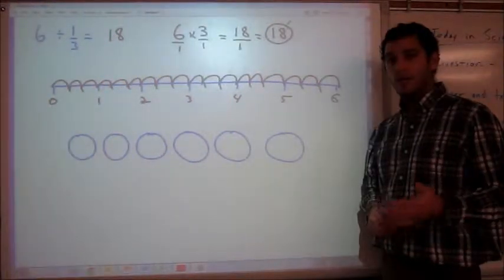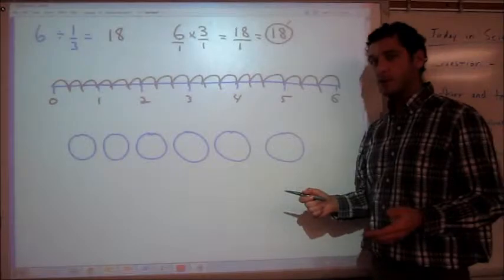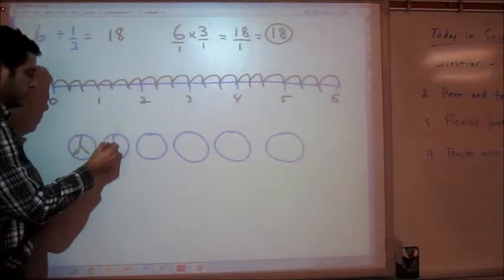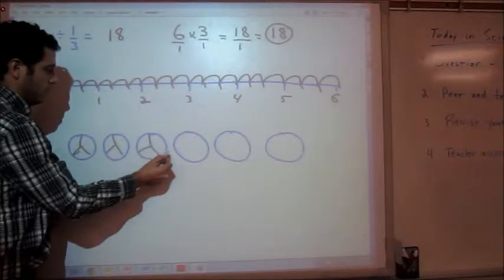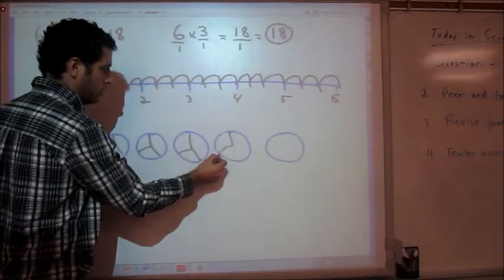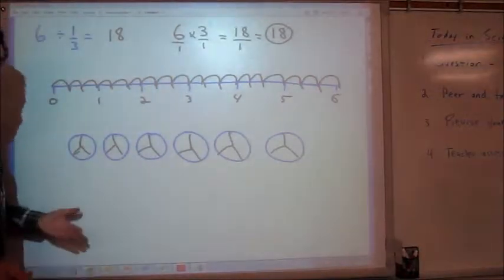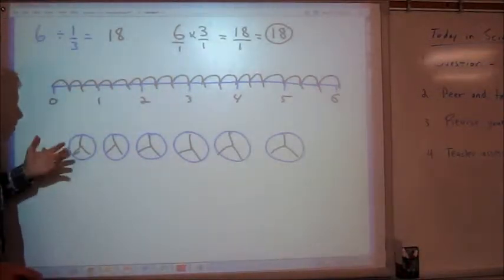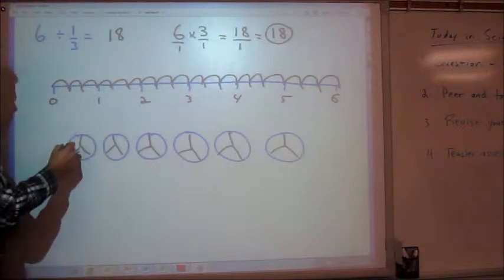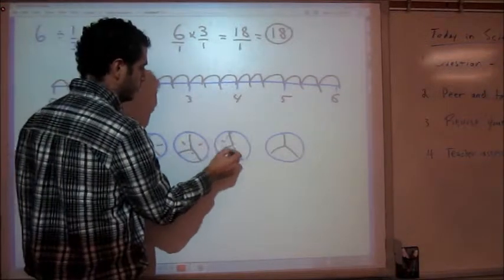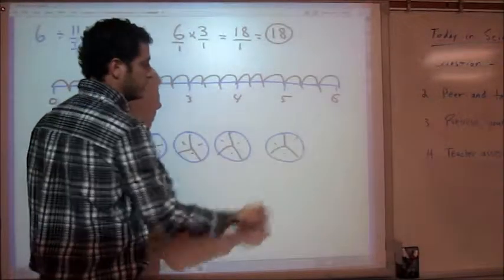We can also show that same problem using fraction circles. So what we want to do is divide each of these fraction circles into thirds, right? And then you count how many thirds there are in the 6. So we've got, again, 1, 2, 3, 4, 5, 6, 7, 8, 9, 10, 11, 12, 13, 14, 15, 16, 17, 18.